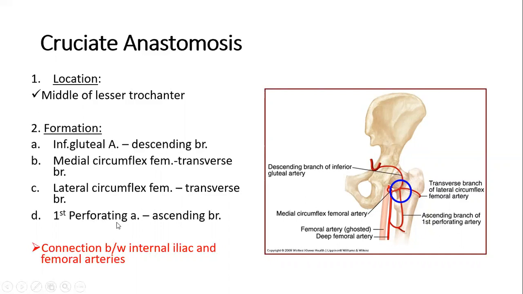Whereas the first perforating artery, since it is given off by the profunda femoris in the thigh, naturally it will give off an ascending branch, which will run superiorly to participate in this anastomosis. So in this way, this anastomosis will be formed, and the shape of the anastomosis will be like a cross. What is the significance of this anastomosis? This anastomosis provides connection between the internal iliac artery and femoral arteries through their branches.